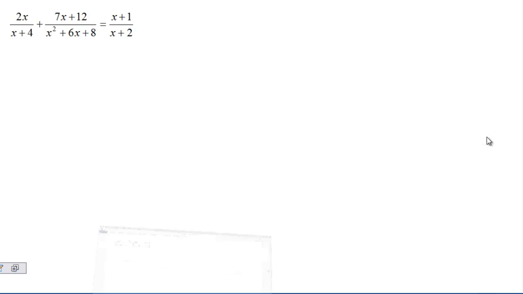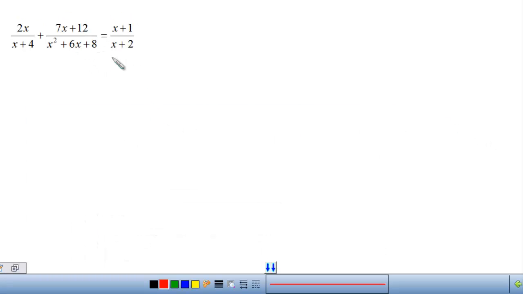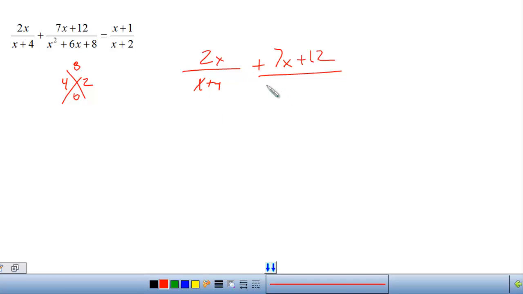Okay, look at one more here. So again, first step, I see I have this in the denominator, so I'm going to go ahead and look to factor it. So 8 in the top, 6 in the bottom. It's going to be a 4 and a 2, so this is going to factor out. Say x plus 4 plus 7x plus 12 over, looks like it's going to be an x plus 4 times an x plus 2, and that equals x plus 1 over x plus 2.